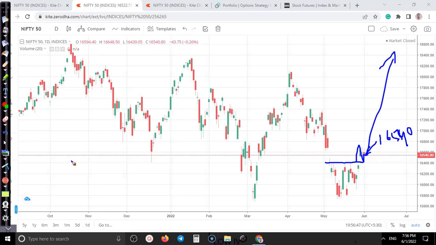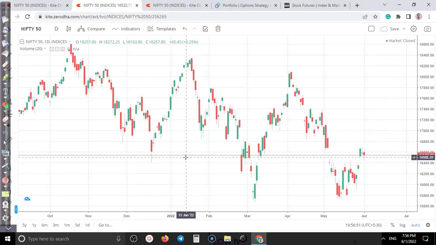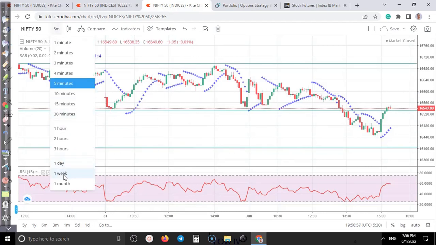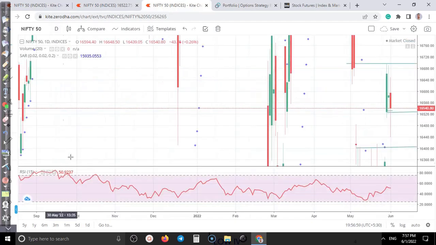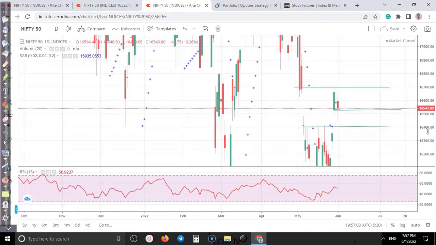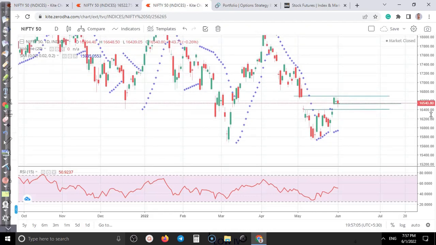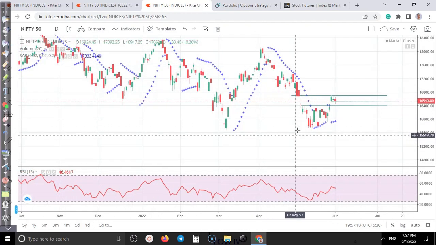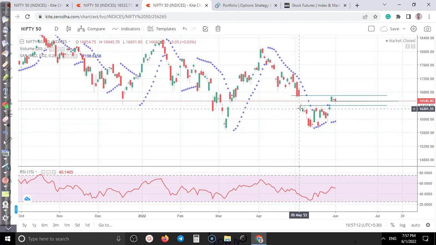Now the question is, where is our entry point? Let me show you. Let me draw some supporting line. Here we have seen some supporting line. Let me show in the daily time frame, the same pattern they are forming. Let me zoom a little more. Here you can see this is my support and resistance level, so we are looking to buy above this supporting level.